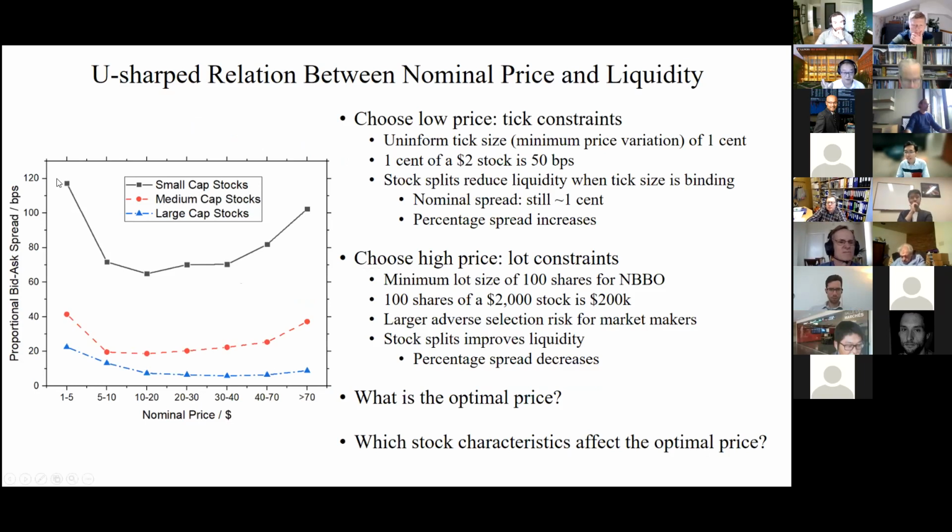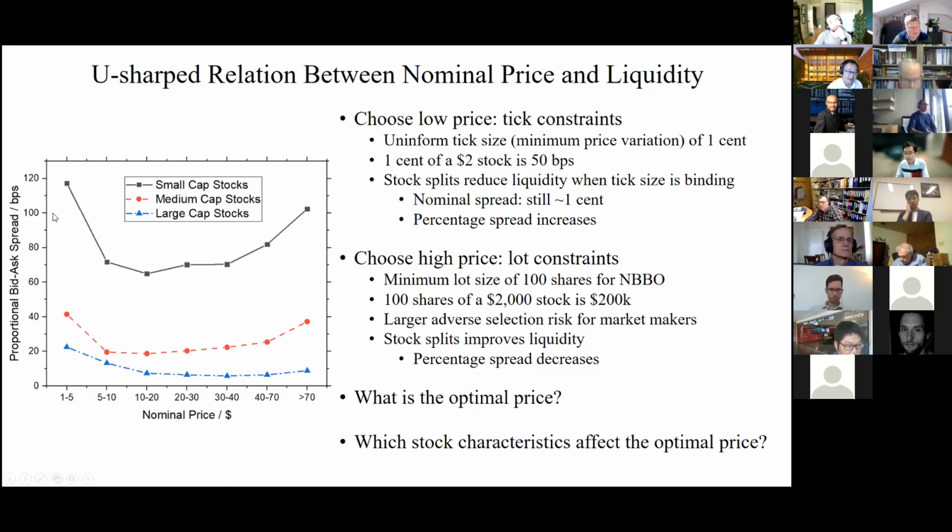The first pattern I want to remind you of is that it's U-shaped. So either a very low price or a very high price is bad. Later I will try to convince you it's not by coincidence. It's because there are 2 frictions. For example, suppose you're a firm, you can choose to be very low price. Let's say some firms have $2. Because in the United States we have a uniform tick size of 1 cent, that means 1 cent on a $2 stock is 50 basis points. So the price might be too low.